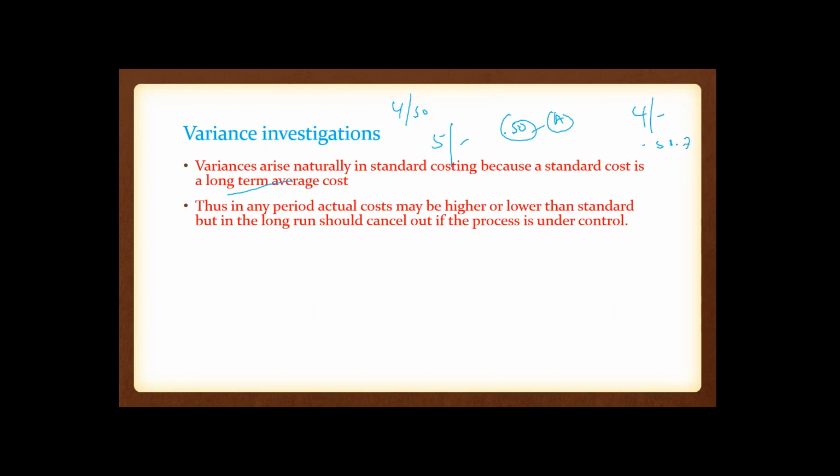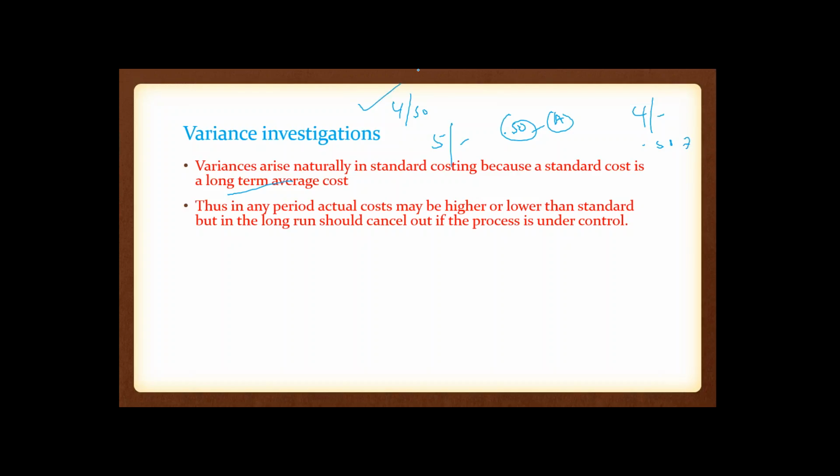Here it's a 50 cents favorable variance. So it will get squared off and you will have the long-term average of 450. So generally, variance will arise. Just because the variances are there, it is not bad, because the standard is a long-term thing.